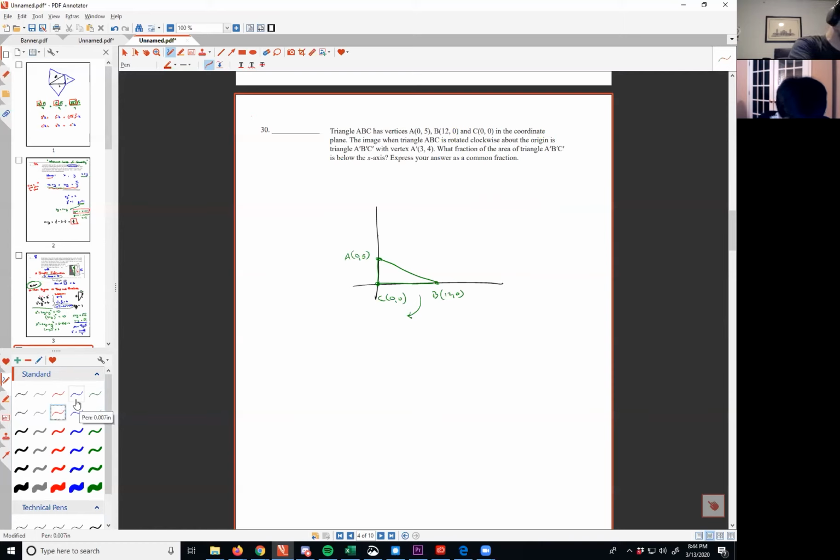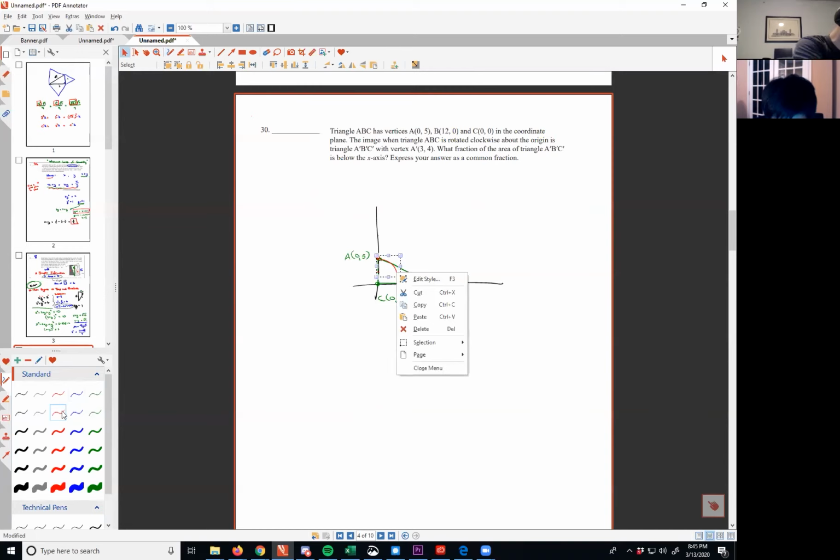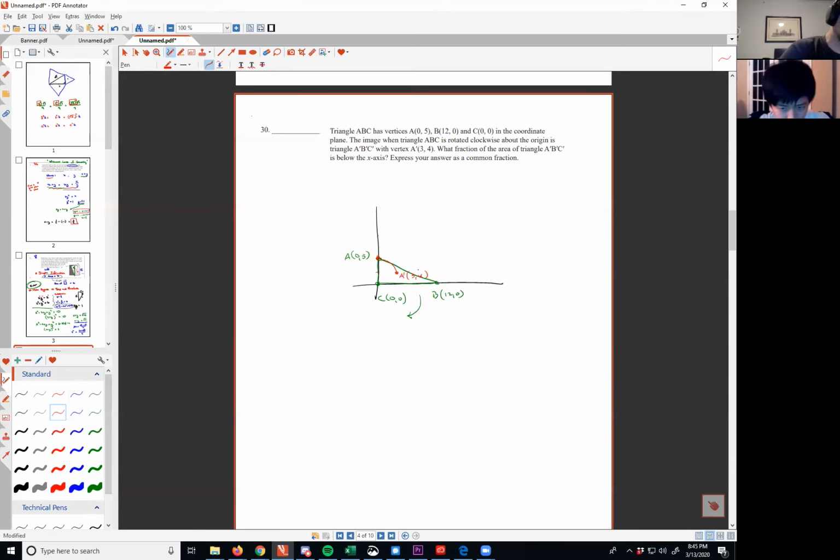Okay, so if we follow any one point, rotation preserves distance. And so we wind up with this new point, A prime, which is also 5 units from the origin. It is at the point (3, 4). What fraction of the area of triangle A prime, B prime, C prime is below the x-axis?